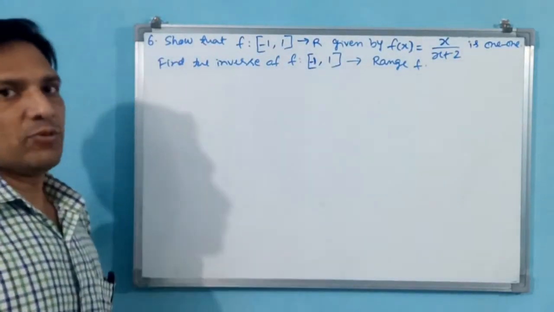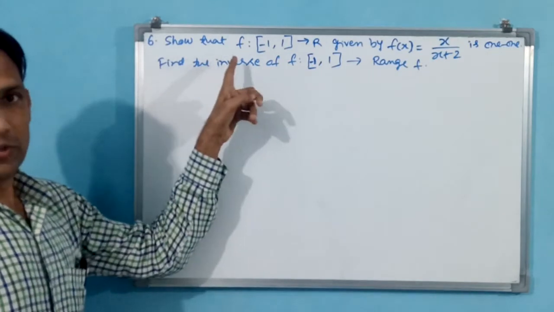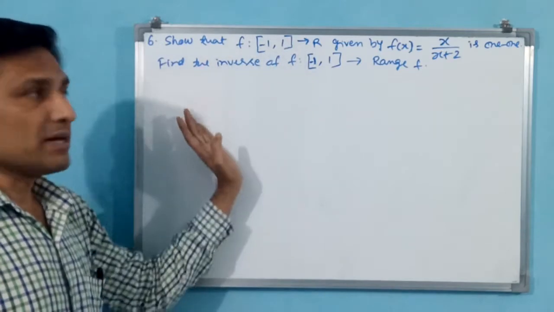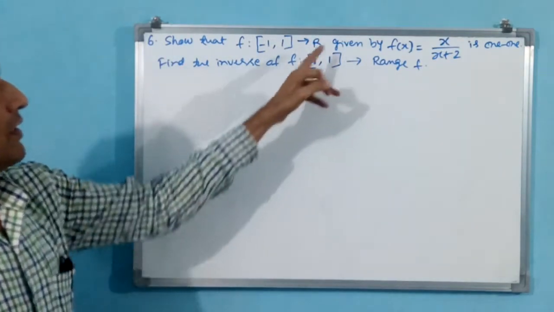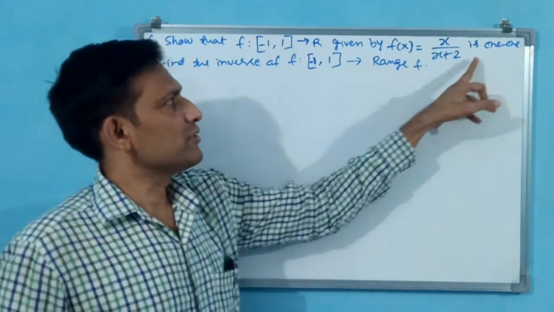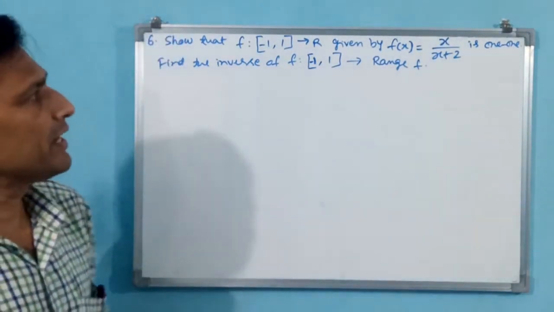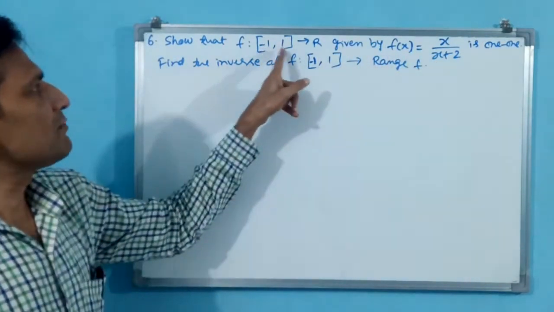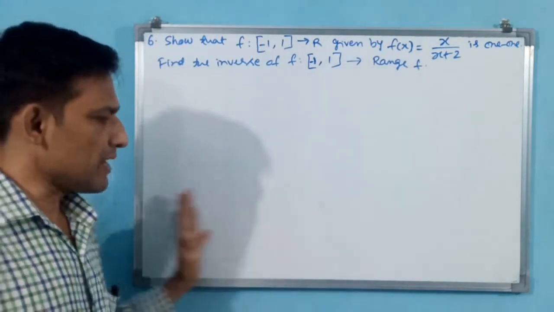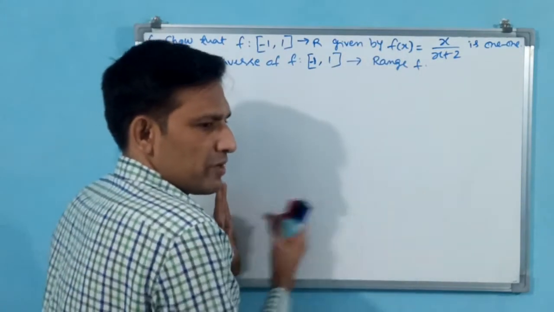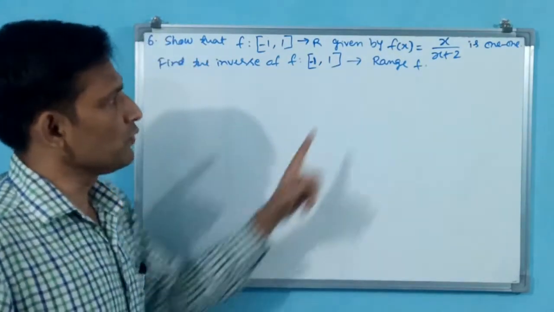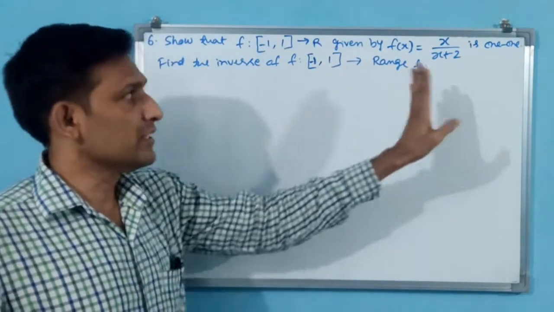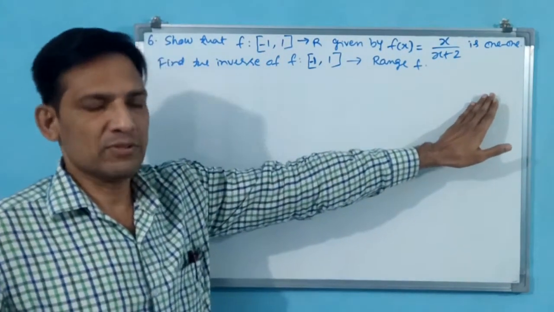See the 6th question, what they have written. Show that the function f from minus 1 to 1 closed interval, that means real numbers from minus 1 to 1, to real numbers, given by f of x is equal to x by x plus 2, is one-one. Here we should not give minus 2. But already he has given minus 1 to 1, so minus 2 will not come, because only numbers between minus 1 and 1 are given. If minus 2 were given it would become undefined. But since he has restricted to minus 1 to 1, we need not write x not equal to minus 2.